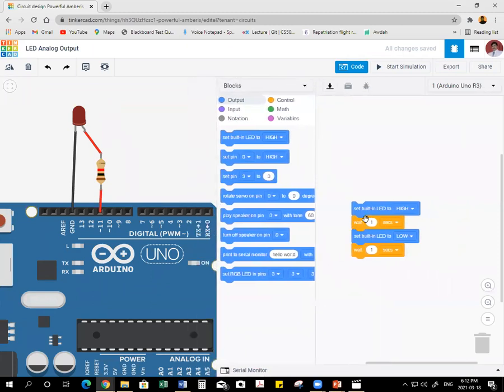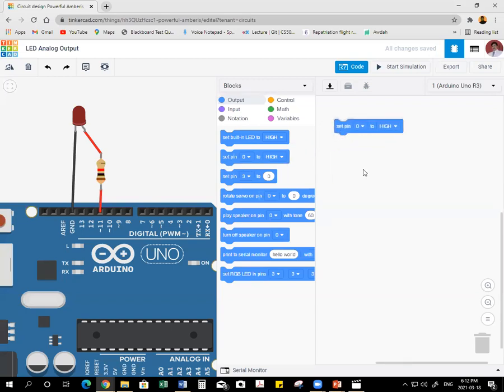Now by default whatever blocks we have, I can put in the garbage, delete. Now step by step we'll go. See here, we cannot use set built-in LED pin, right? Because we're using pin number 11, not 13. Use set pin here, high. Which pin number are we using? We have to define it here. So pin number 11.